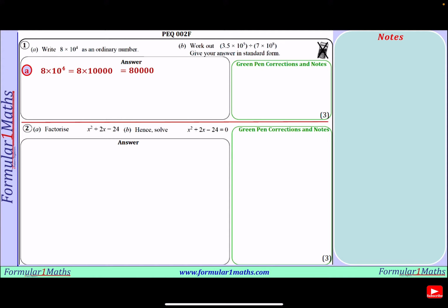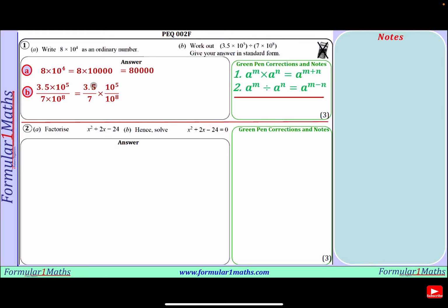For B, it's better to rewrite this one in a different form, like this. So the division sign here has been replaced by another division sign like that. Then we can rewrite this as that. That's 3.5 over 7, and then times 10 to the power 5 over 10 to the power 8. Now we need to use the laws of indices to evaluate this. So let me bring it up. We evaluate 3.5 over 7. We're going to get a half, which is the same as 0.5.